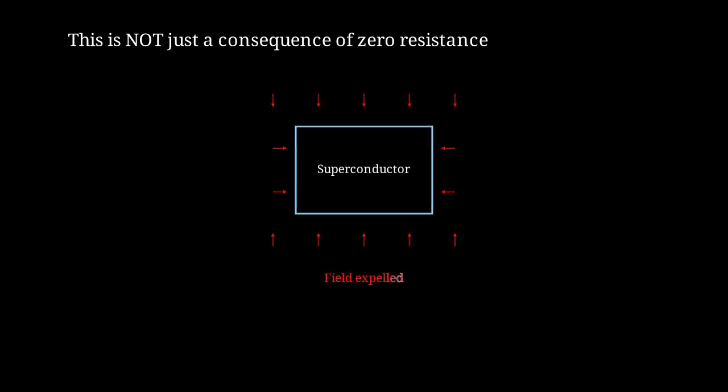Magnetic field lines bend around the superconductor. They cannot penetrate. This leads to spectacular levitation effects, where magnets float above superconductors. The story doesn't end with BCS theory.